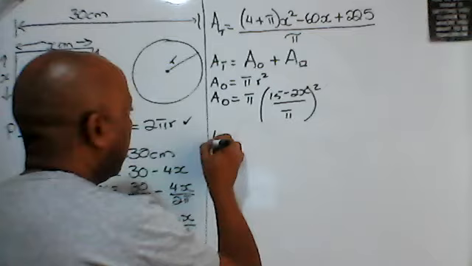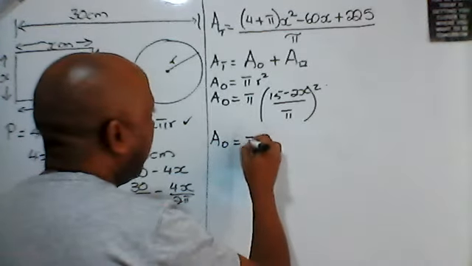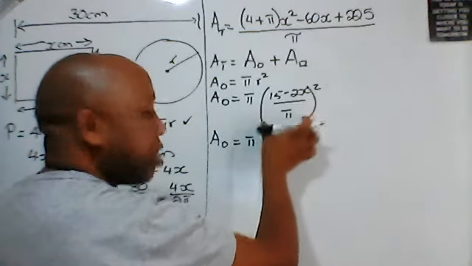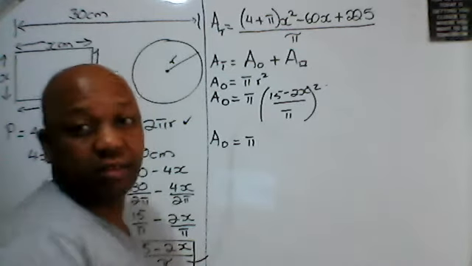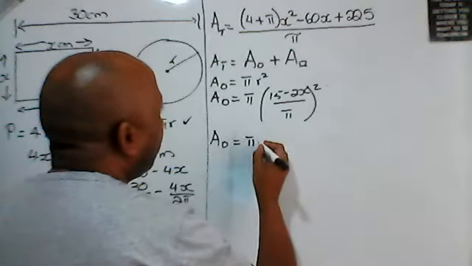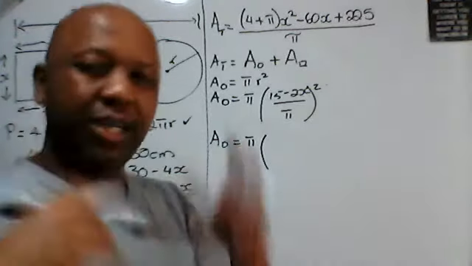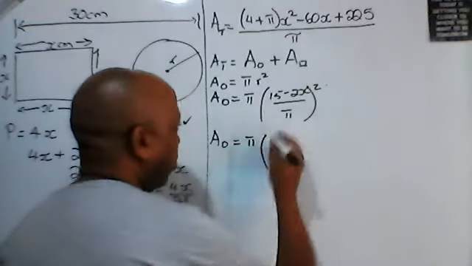Area of a circle then will be equal to pi. Now this is to be squared. That square means everything inside the bracket must be multiplied by itself 2 times, or FOIL it. Okay, so that becomes 15 minus 2x. We know how to FOIL, first times first and so on. I'm just going to do it quickly.